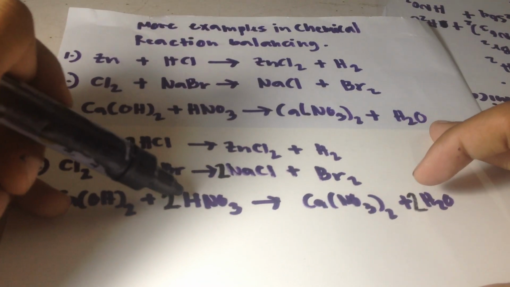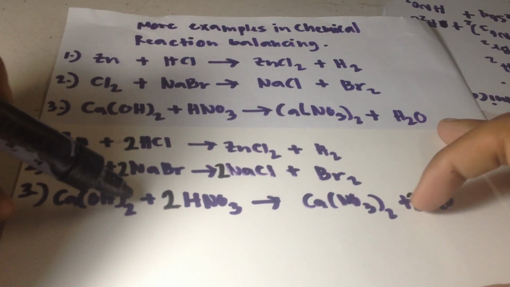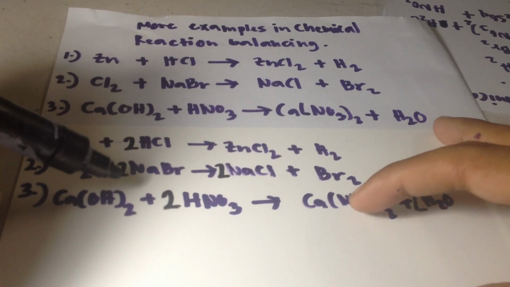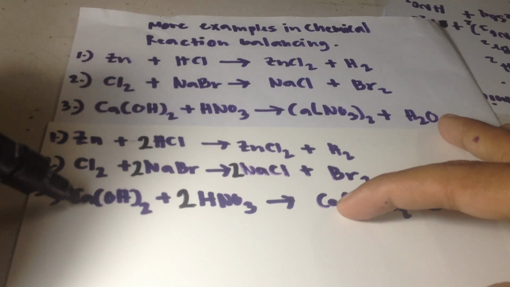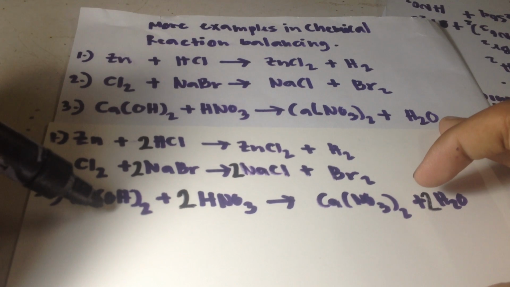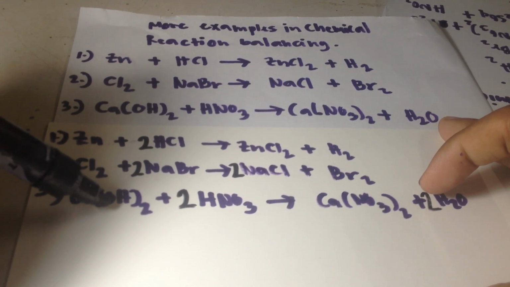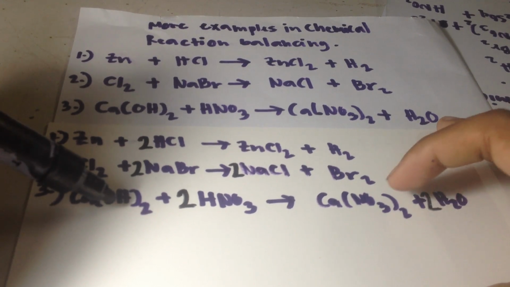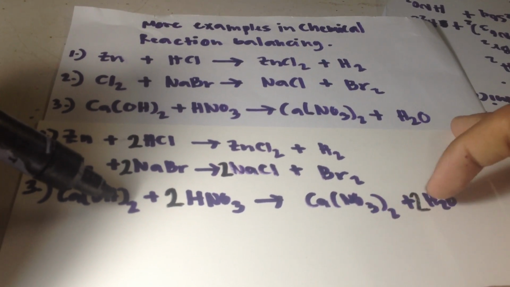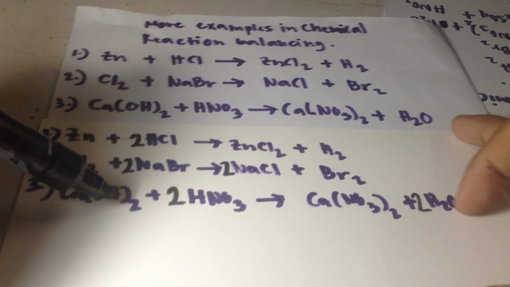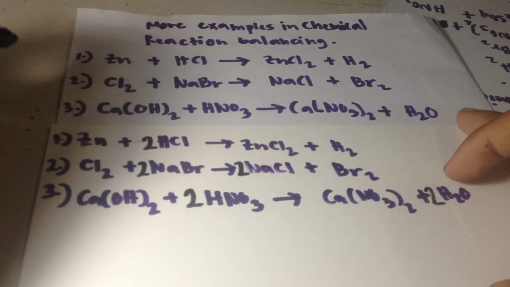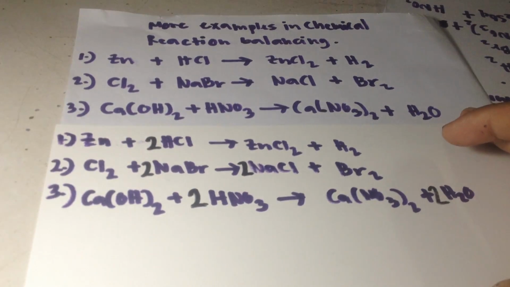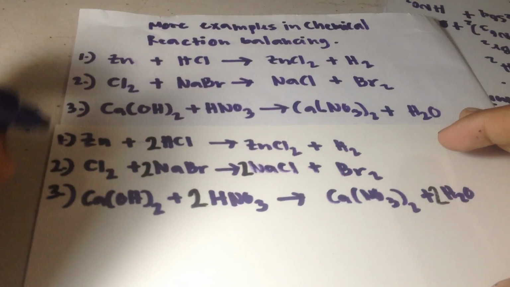2 here, 4 here, 4 hydrogen, and calcium has 1 subscript. Oxygen has 6 plus 2, which is 8, and oxygen here is 8. So 2 times 3 is 6 plus 2 equals 8. So it's completely balanced.